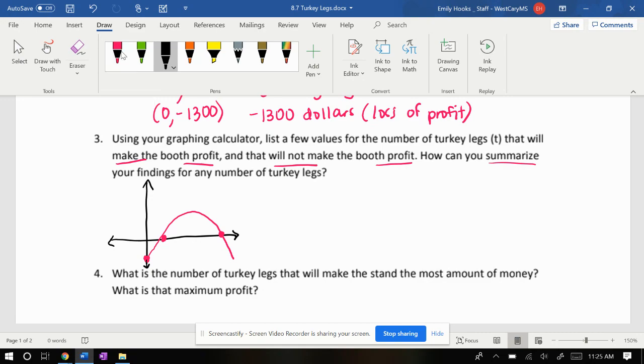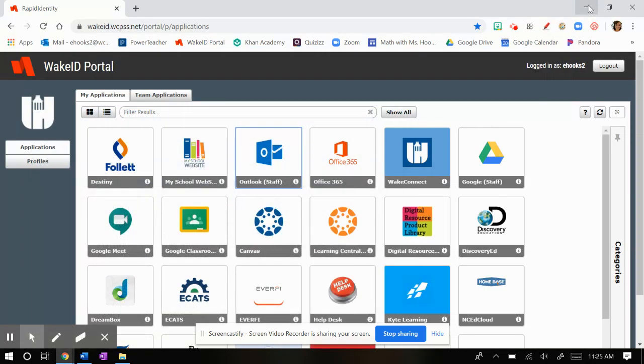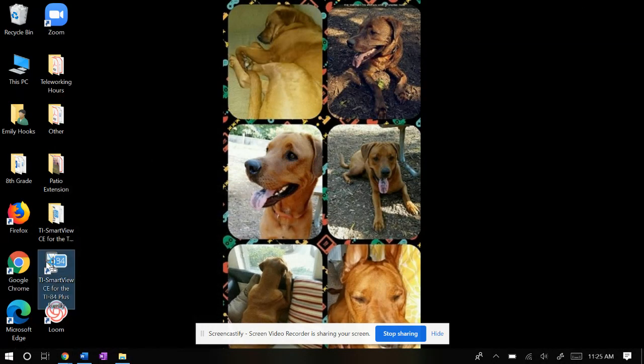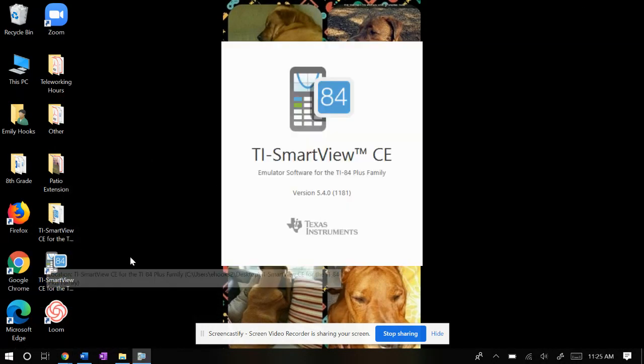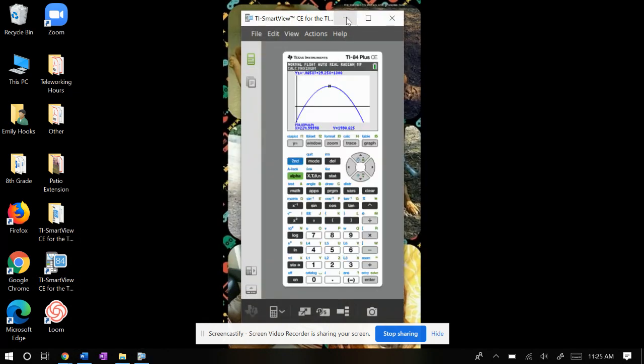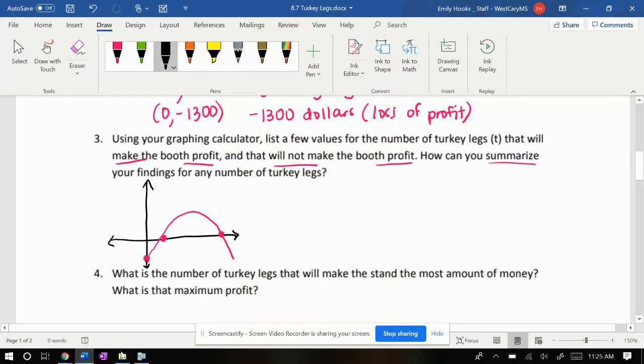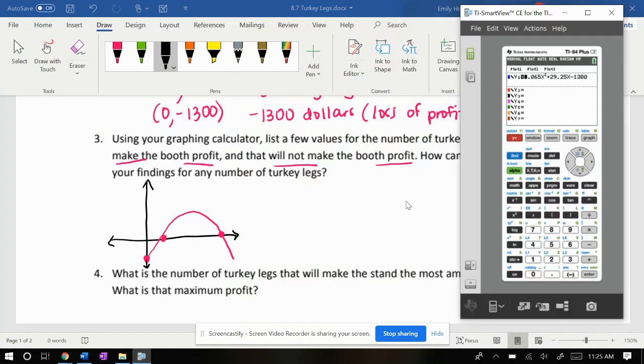So what we're going to do is open up my calculator, and we're going to take a look at the graph to see what that looks like for this scenario. If I go to my y equals, I went ahead and typed it in just because this was a little bit of a longer function for me to type in. So there's my negative 0.065x squared plus 29.25x minus 1300. I went ahead and changed my window.